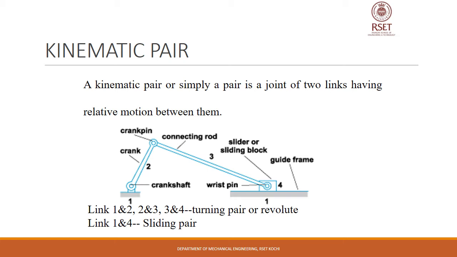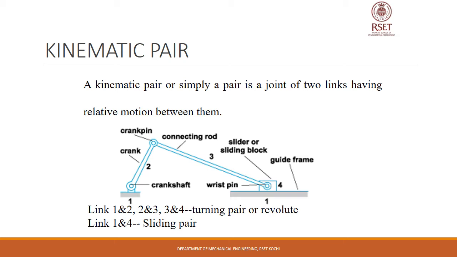So these elements, members or links are connected to each other to form a mechanism. So what is a kinematic pair? We take two links connected to each other. Take link 1 and 2. Link 1 and 2 are connected at the crankshaft, so they form a kinematic pair. Link 2 and 3, that is the crank and the connecting rod, is another kinematic pair. Both of these are connected with the help of a crank pin.